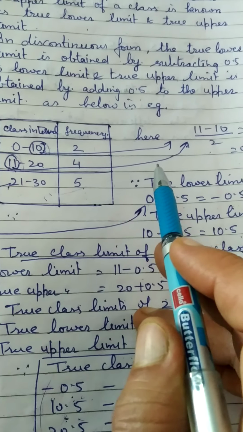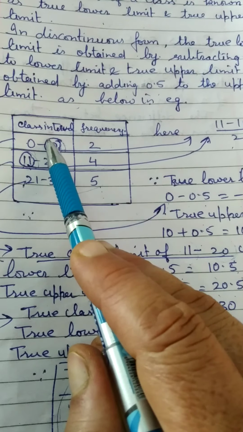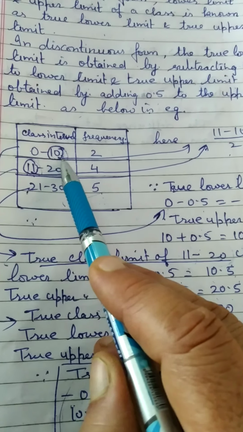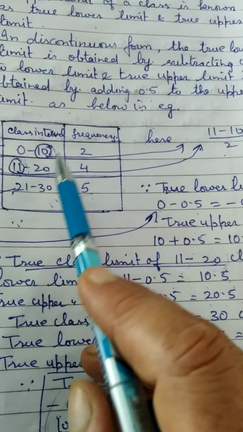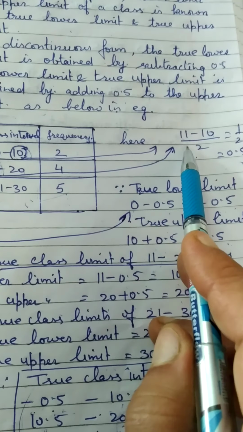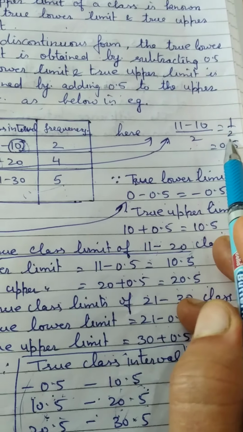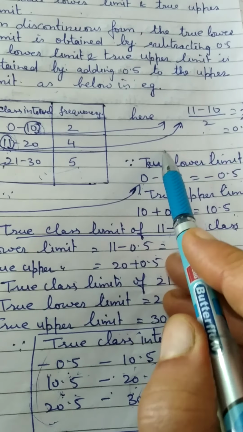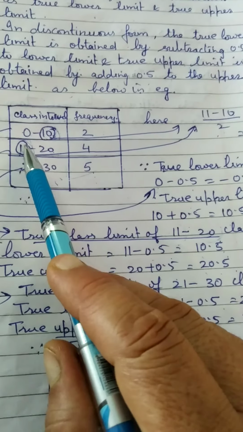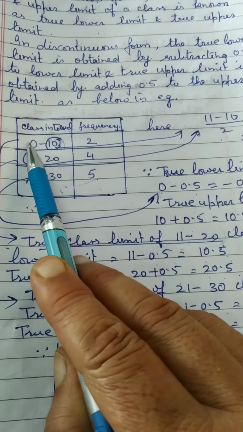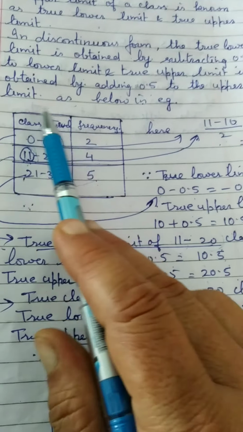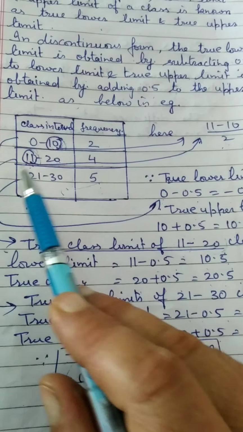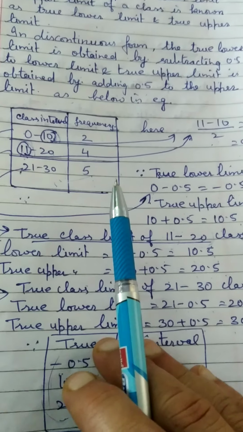Now here we will subtract the upper limit of the first class interval from the lower limit of the second class interval, and that will be divided by 2. 11 minus 10 divided by 2, that is half, that is 0.5. It means that we will subtract 0.5 from the lower limit and we will add 0.5 to the upper limit to convert this discontinuous class interval into a continuous class interval.